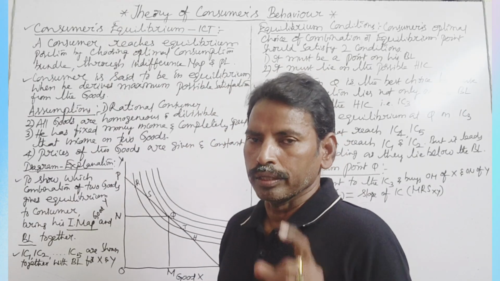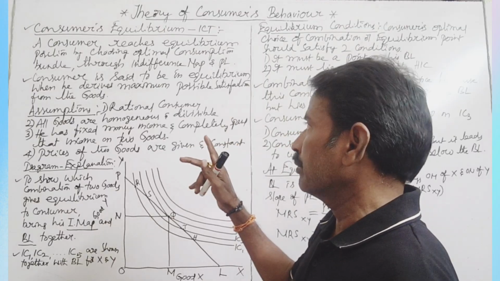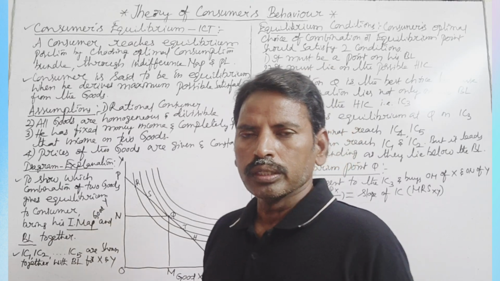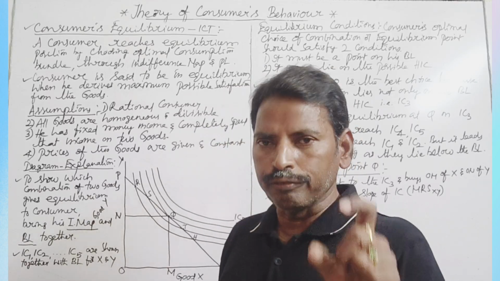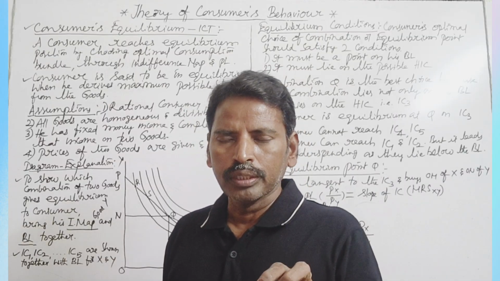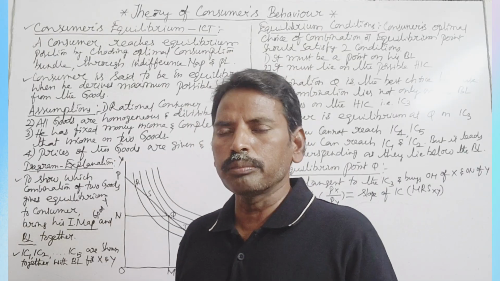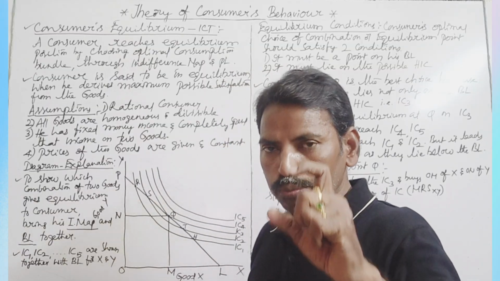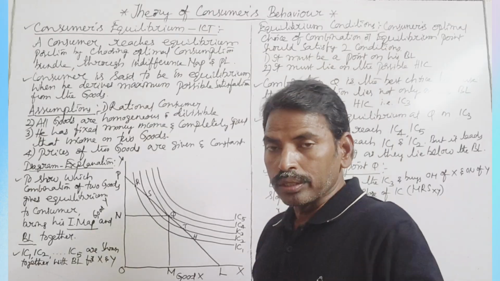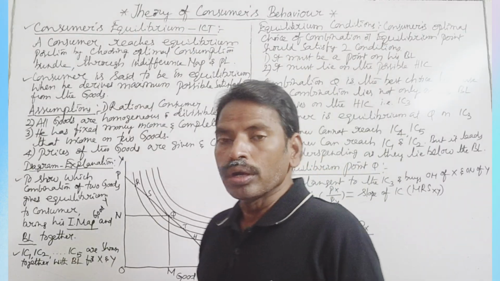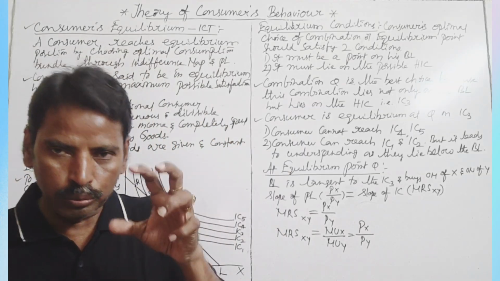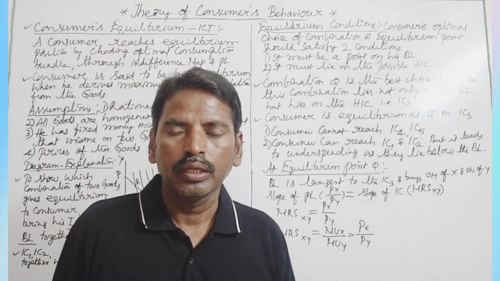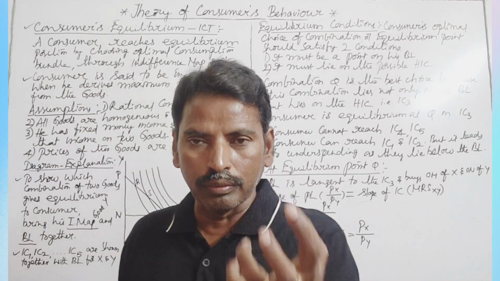In this video, I am going to explain in a detailed manner consumer's equilibrium using indifference curve. Equilibrium means a state of balance. Equilibrium means changelessness. So, what is the meaning of consumer's equilibrium? What are the assumptions? What are the requirements to explain consumer's equilibrium? And what are the equilibrium conditions?